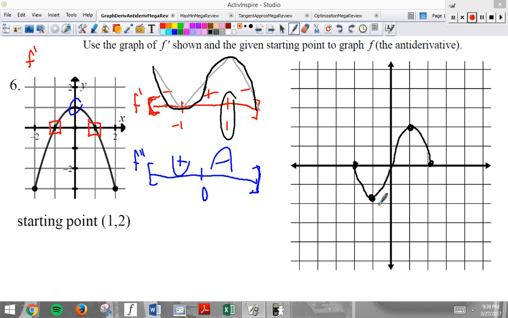This has to be a relative min, right? Look at the shape. Done. Should probably be a little more symmetric than that.